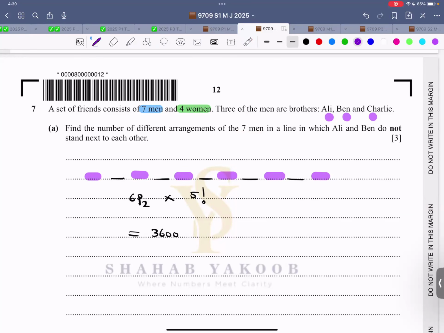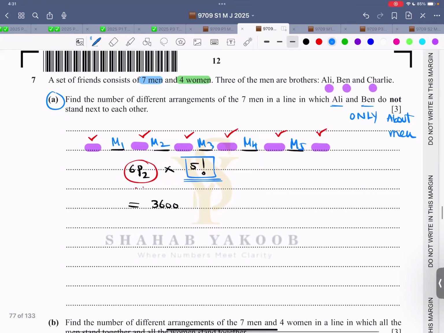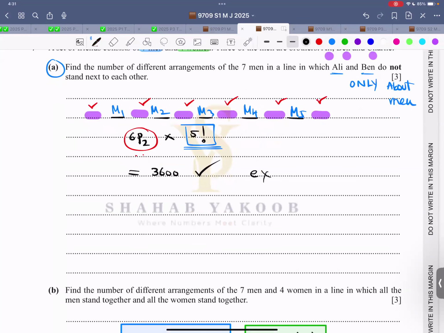So first of all, let me write over here. This is only about men, the first part. Out of 7, 2 are gone. So this is basically men 1, men 2, men 3, men 4, men 5. And A and B could be standing in any of these gaps. So 1, 2, 3, 4, 5, 6. Out of 6, there are 2 possible places. And what about these men? They can arrange themselves in 5 factorial ways. So when you use a calculator, you get this answer, and this answer is exact. There is no rounding off.